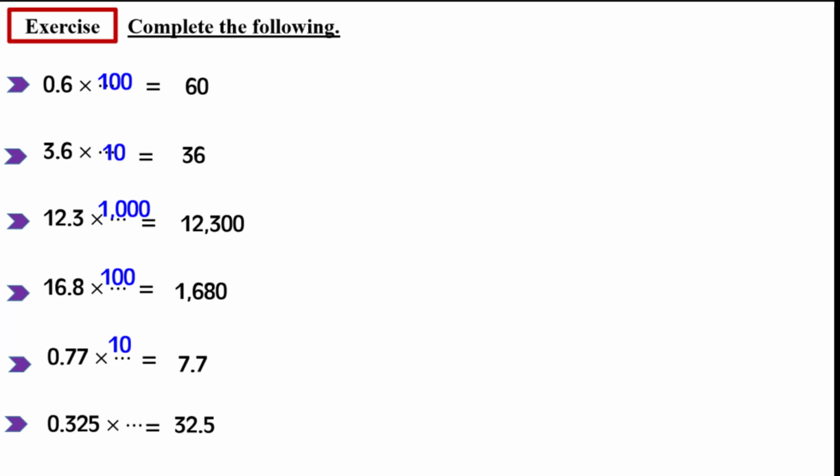0.325 times what equals 32.5? Move the decimal point here 2 decimal places. 2 decimal places, so we have 2 zeros, multiplying by 100.